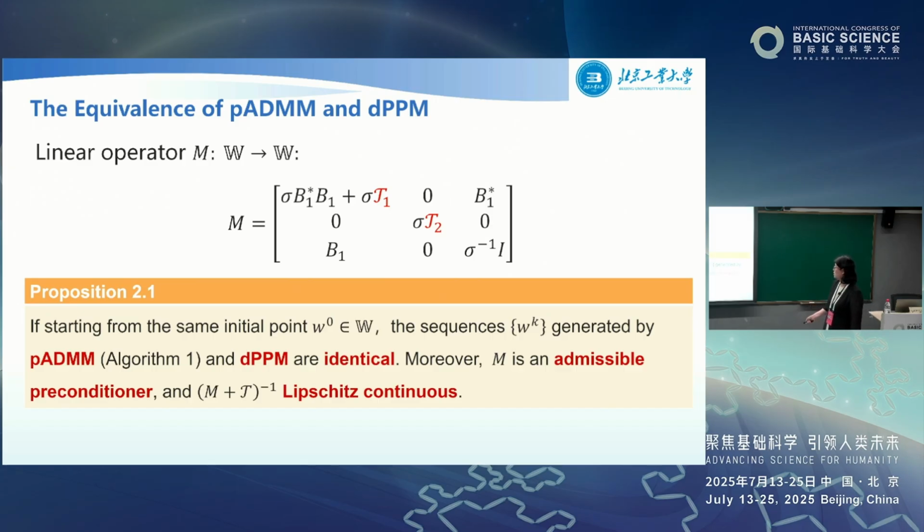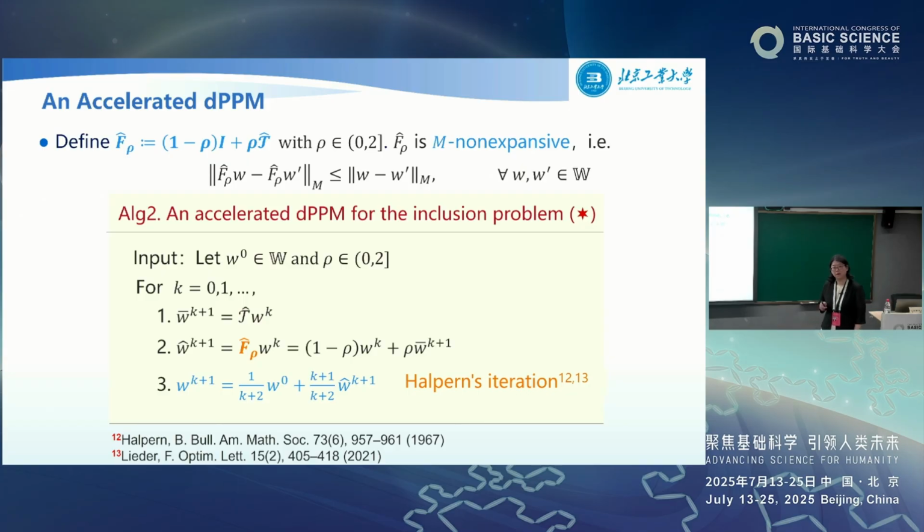So using this proposition, we can have a convergent method. We define the operator F hat rho, and we prove this operator is M-non-expansive, similar to a non-expansive operator in fixed point theory. But here we should pay attention to this M. M is positive semi-definite, which means the norm here is a semi-norm. After defining this operator, we can prove the accelerated degenerate PPM is equivalent to a fixed point method with the operator F hat rho.